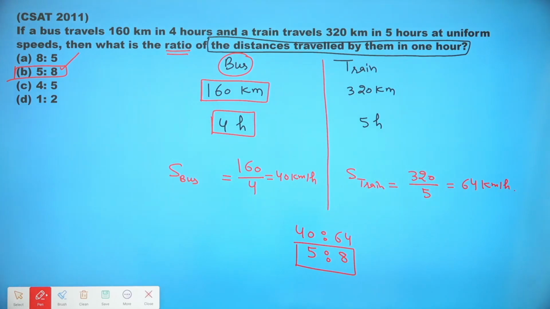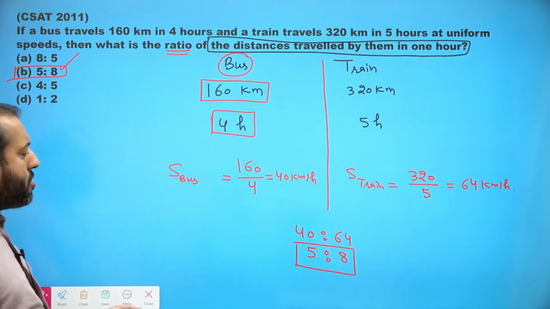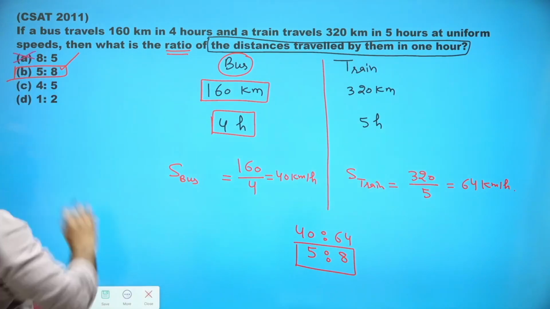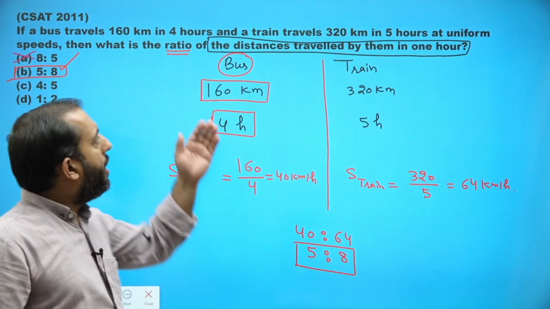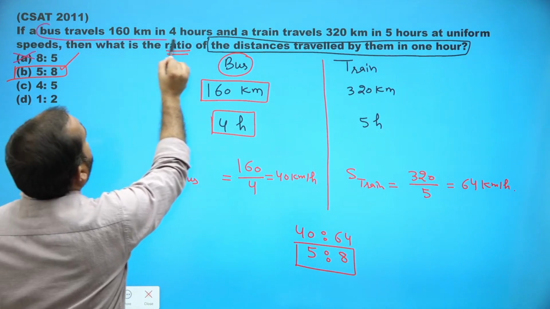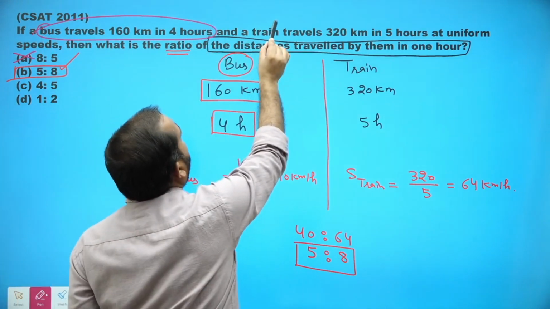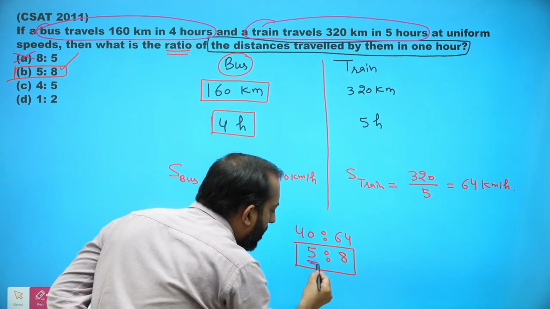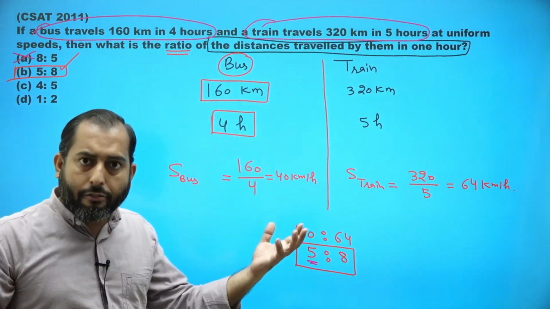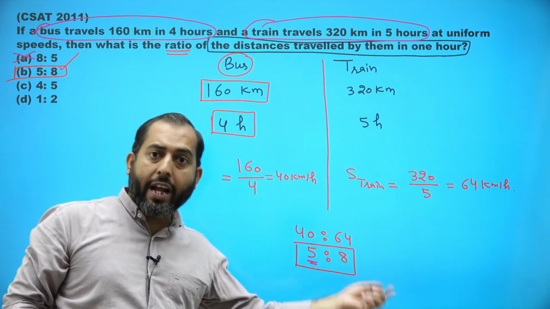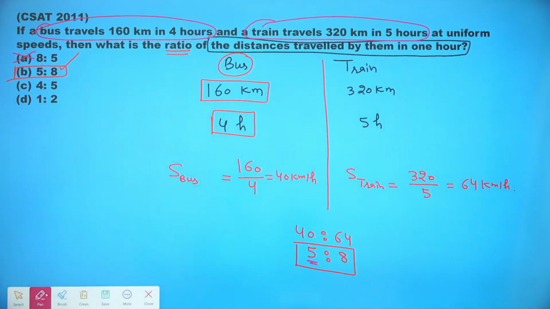Now, some of you may wonder, sir, the values were almost the same, 5 and 8 and 5 and 8. So why is option A not correct? The reason behind it is, in this question, the examiner was talking about the bus first and then the train. So we should write down the number associated with the bus first, and then the speed of the train. So that is why 5:8 is the right answer. I hope this is clear. Let's move on.